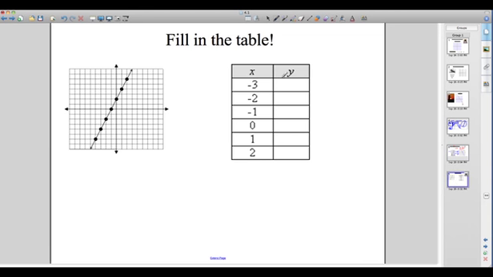In the finale here, what if I just give you the graph? No equation. Can you still fill in the table? Sure, these are just points. So go over negative 3, 1, 2, 3. And what's the y value here? We're down 1, 2, 3, 4. So it looks like negative 3 makes negative 4. How about negative 2? Sure thing.